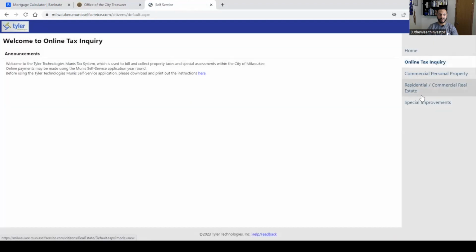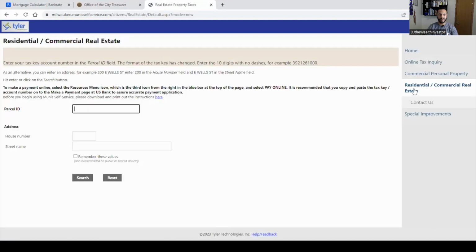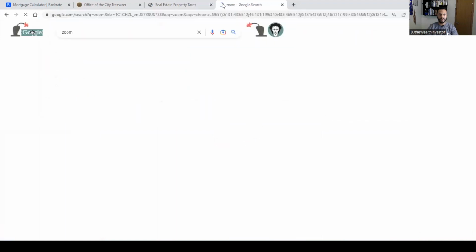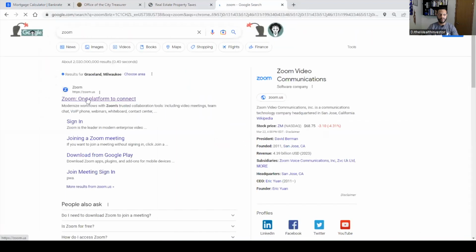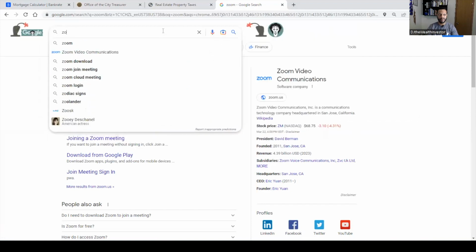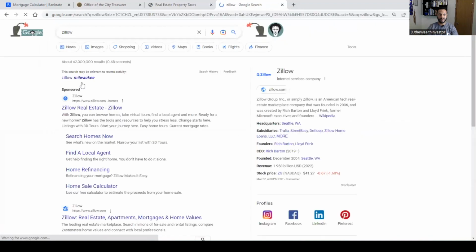And then we click on residential commercial real estate. And then here you can just type in a property address. I don't have one, let's do something else. So let's go through an actual property, right? Not Zoom, Zillow. Let's go through an actual property.